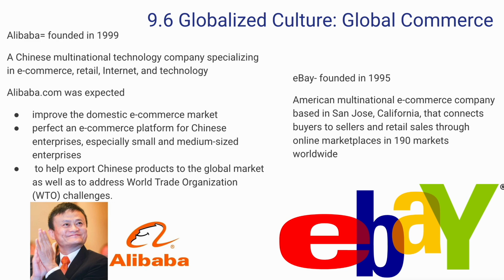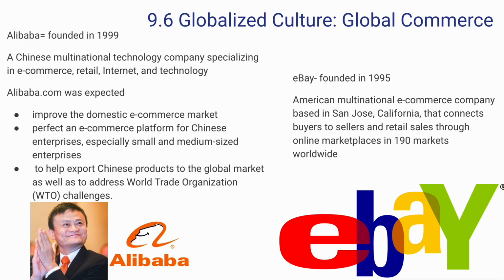In 9.6, you also want to talk about global commerce. These are some big names you might have heard of, like Alibaba and eBay. So eBay was founded in 1995. It was an e-commerce company out of San Jose, California, and it connects buyers to sellers and retail sales through online marketplaces in 190 markets worldwide. Of course, now there's all kinds of e-commerce companies, and eBay no longer monopolizes the market. You have Amazon, and then you have, for example, TikTok Shop, Temu, Alibaba Express.